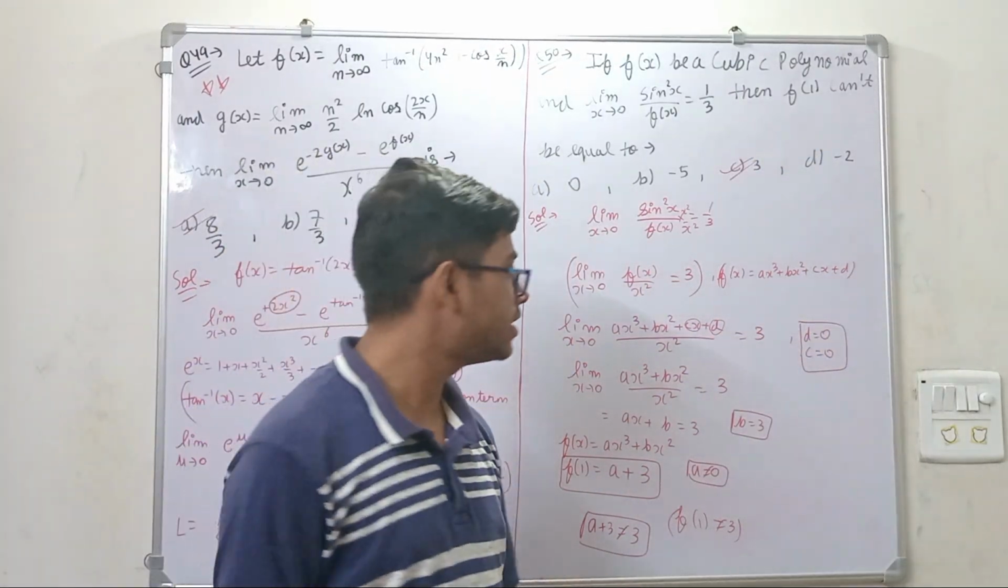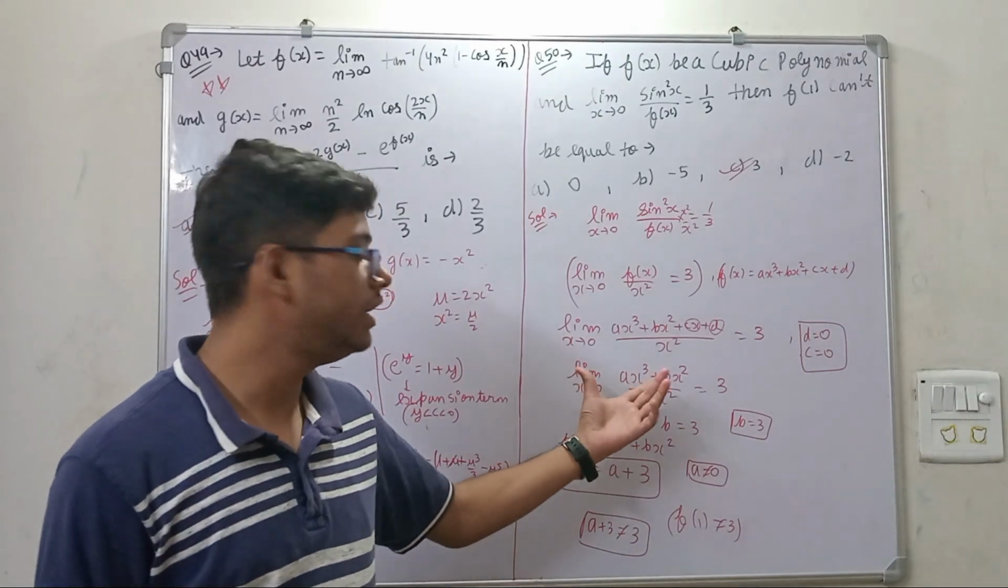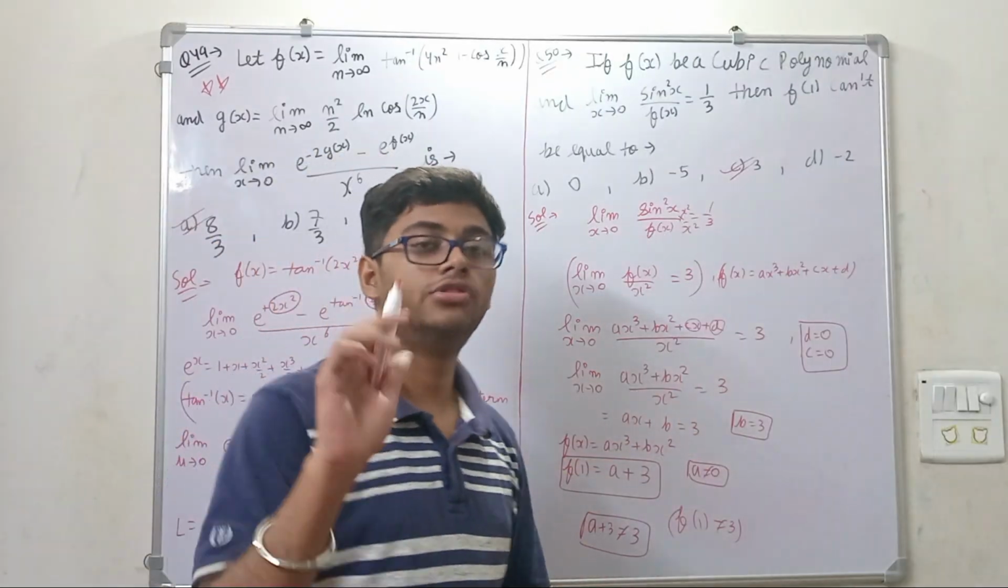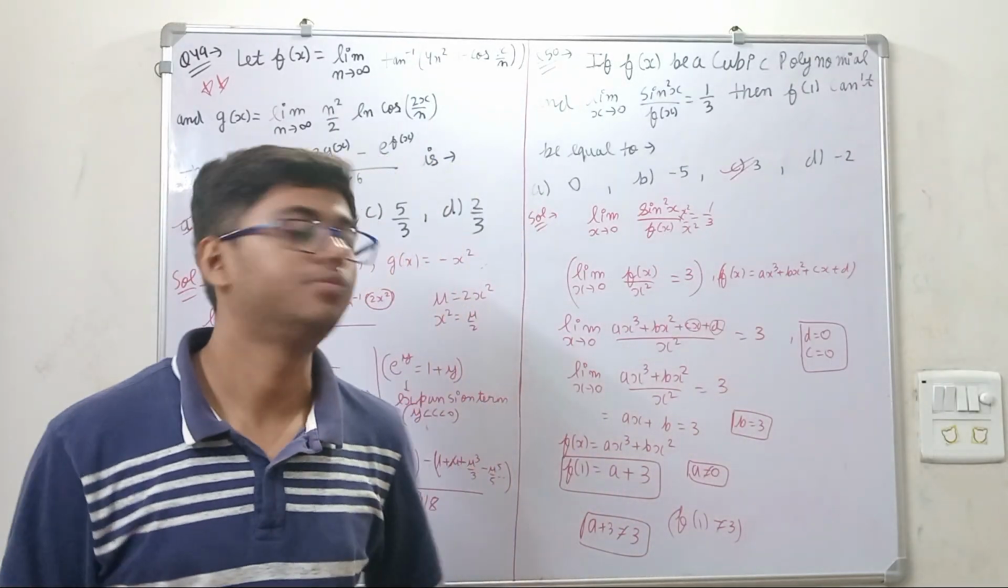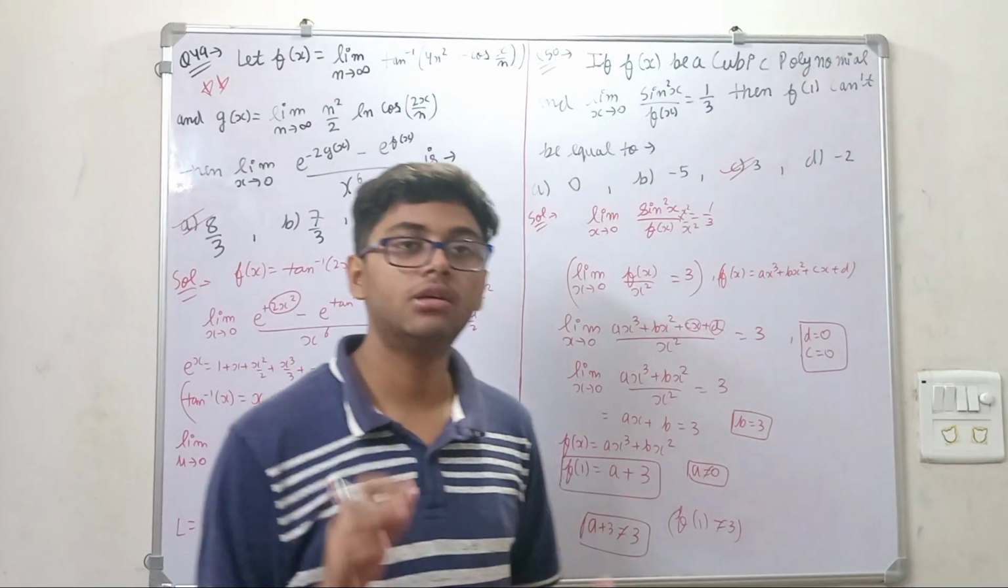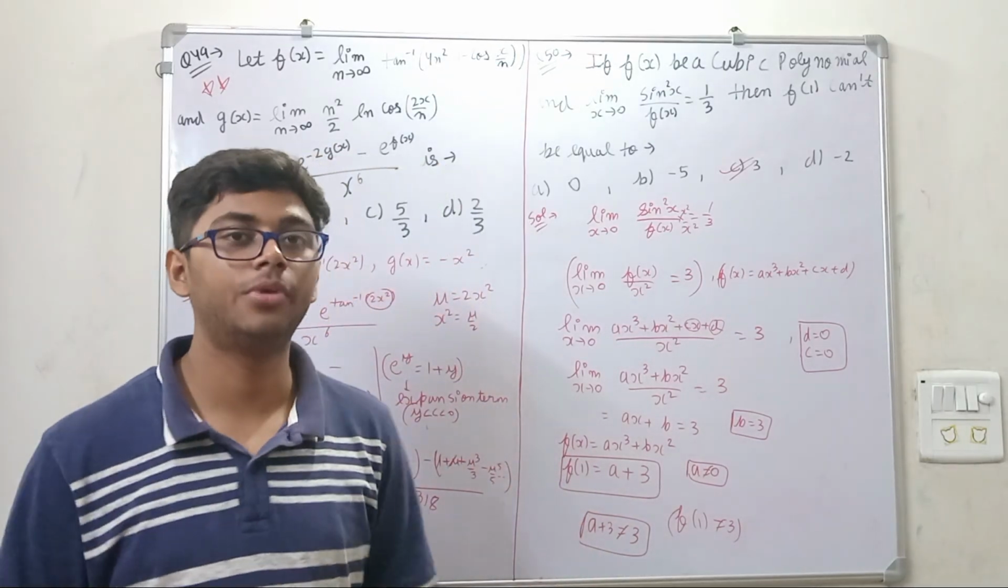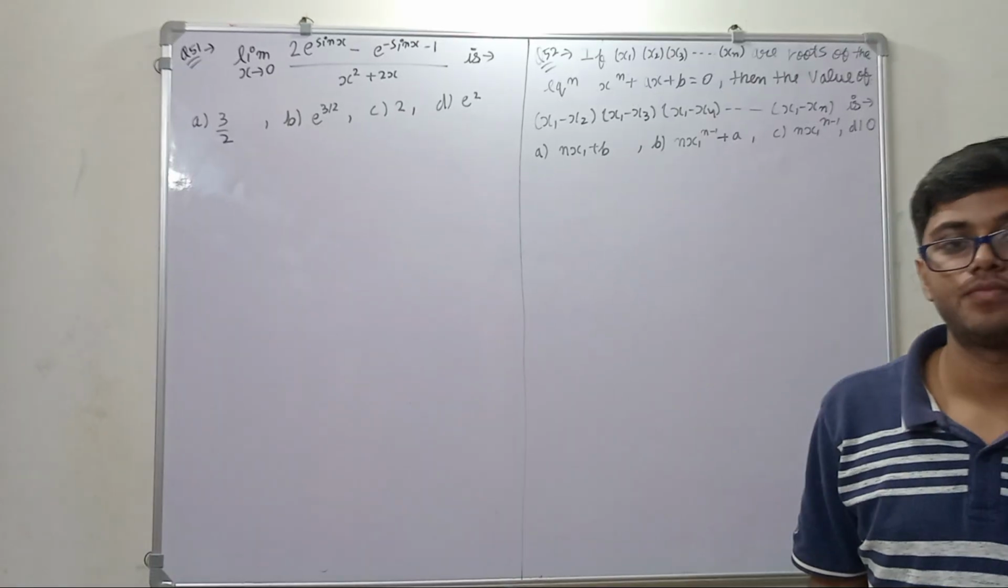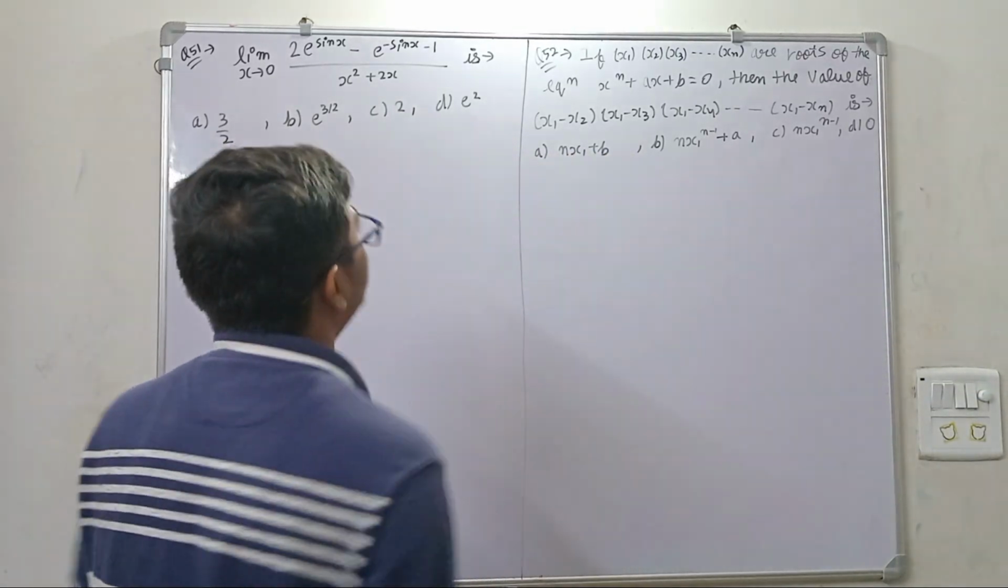This was a very good question. Algebra was mixed here, but you have to always remember that the leading coefficient should never be 0, then it can be a cubic polynomial. Okay, so moving on to question number 51.